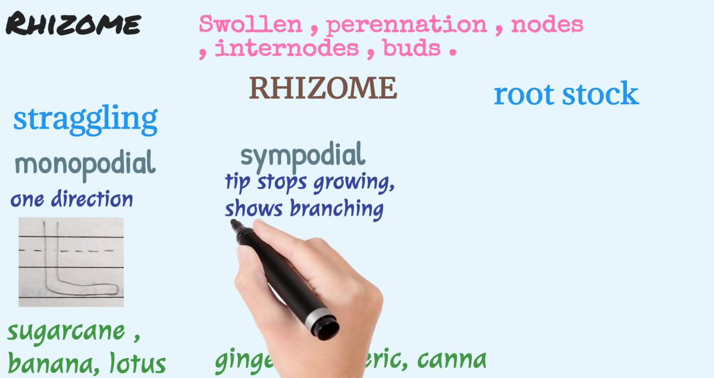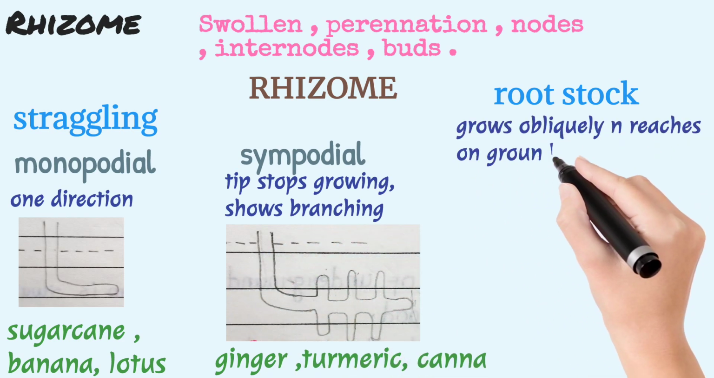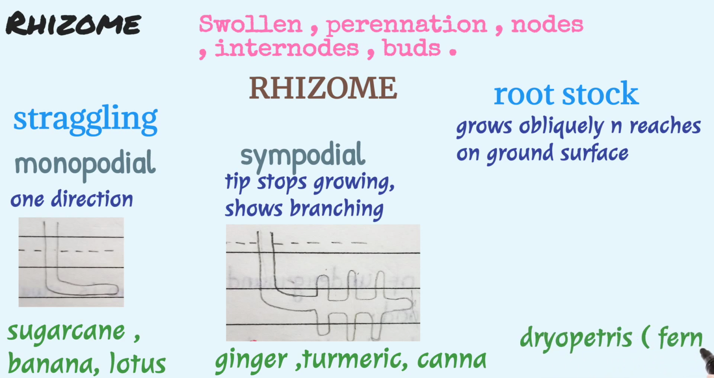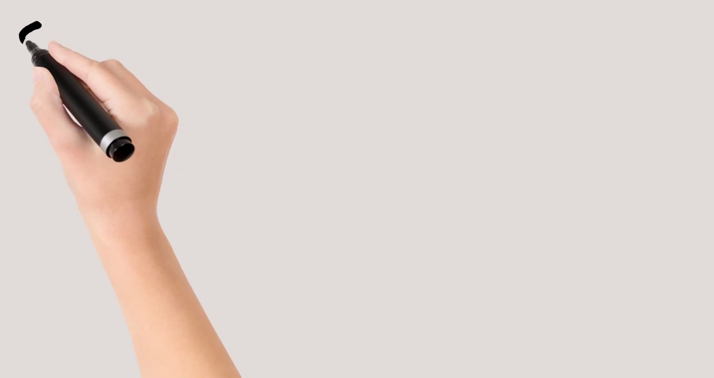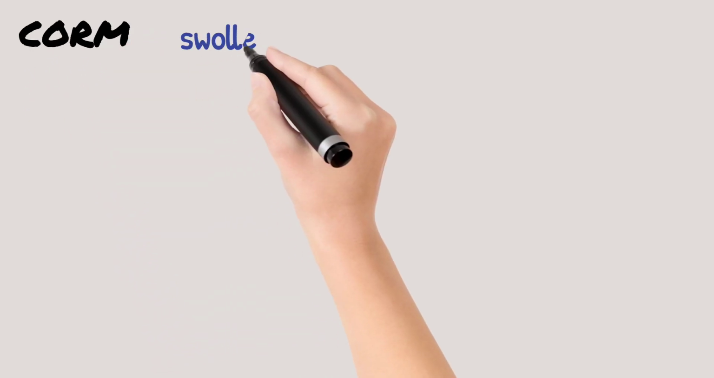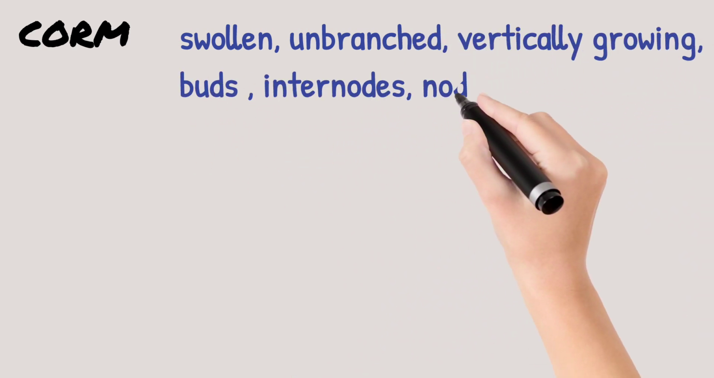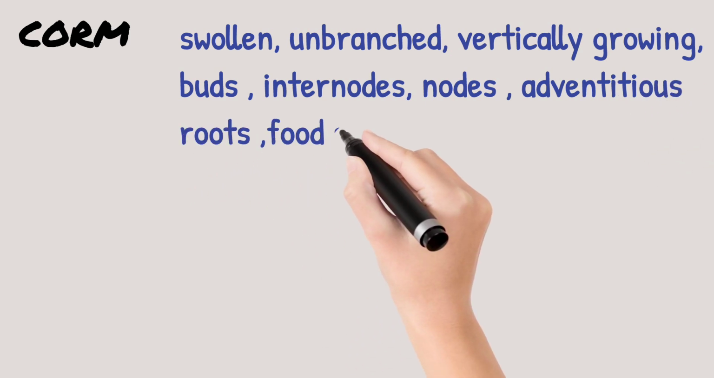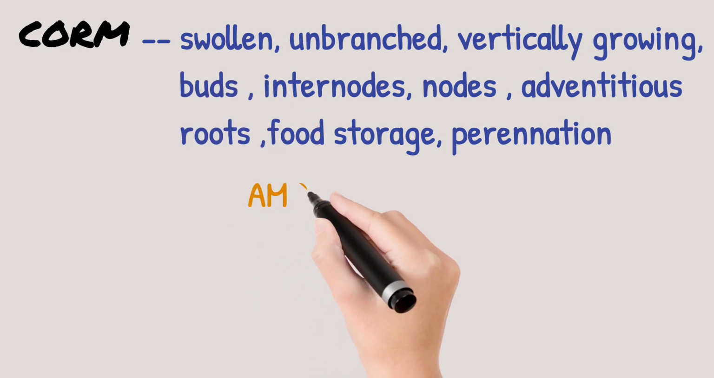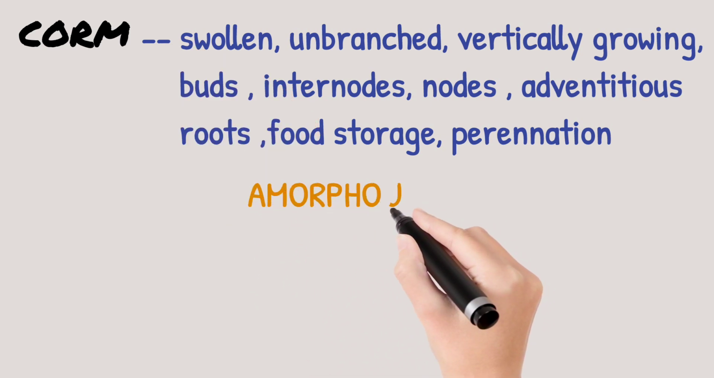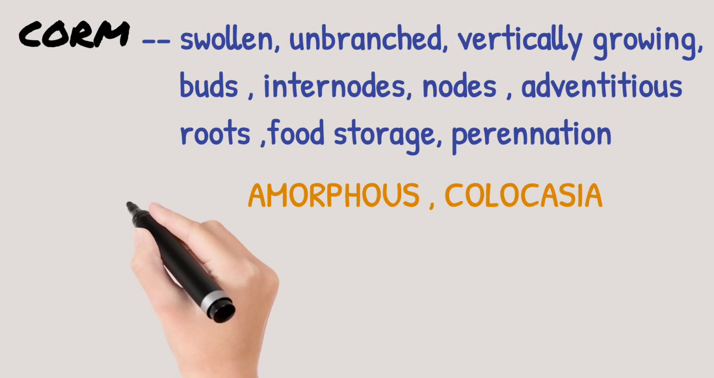In rootstock, stems grow obliquely, almost reaching the ground. Example Dryopteris, that is also known as fern. Corm is swollen, unbranched, vertically growing. Corm has buds, internodes, nodes, and adventitious roots. Function of corm is food storage, perennation. Examples are Colocasia, also known as arbi, and Amorphophallus, that is known as zamikand.